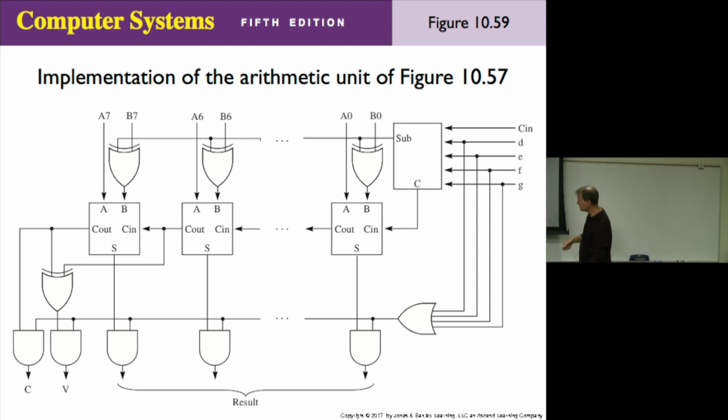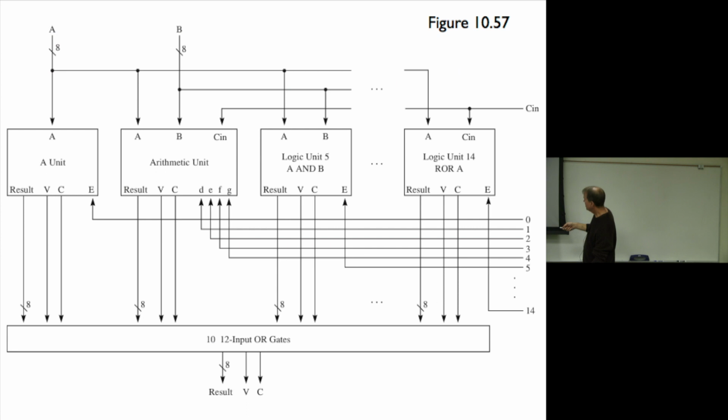Let's go back and take a look. Let's make sure that we understand the input, where this Cn, D, E, F, and G are coming from. Let's go back to figure 10.57. You see, that's the Cn coming from here. And then the 1 is the D, the 2 is the E, the 3 is the F, and the 4 is the G. So does everybody understand that when D is 1, that's when we're selecting it to do what? A plus B.